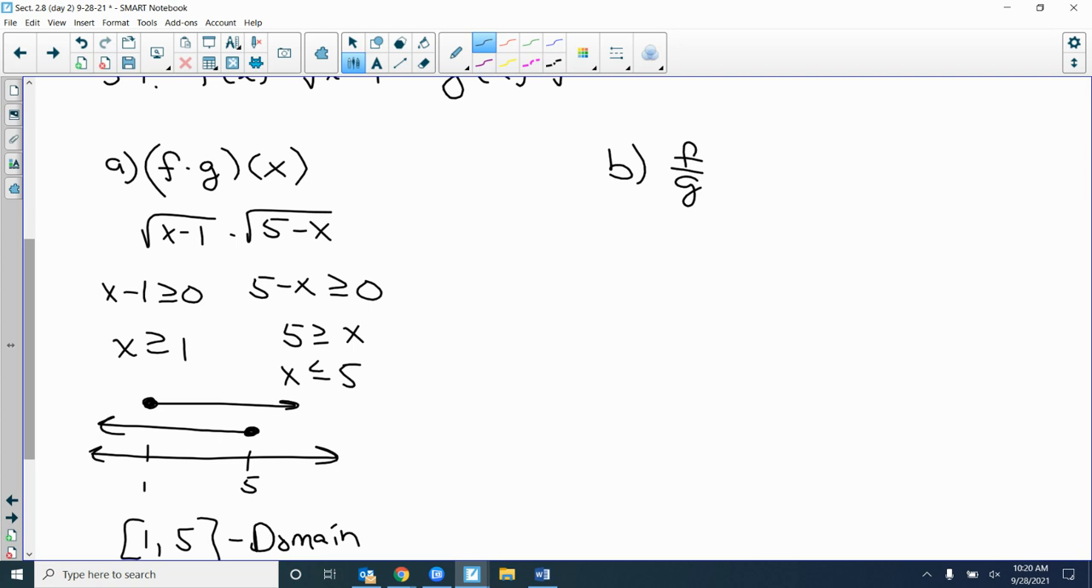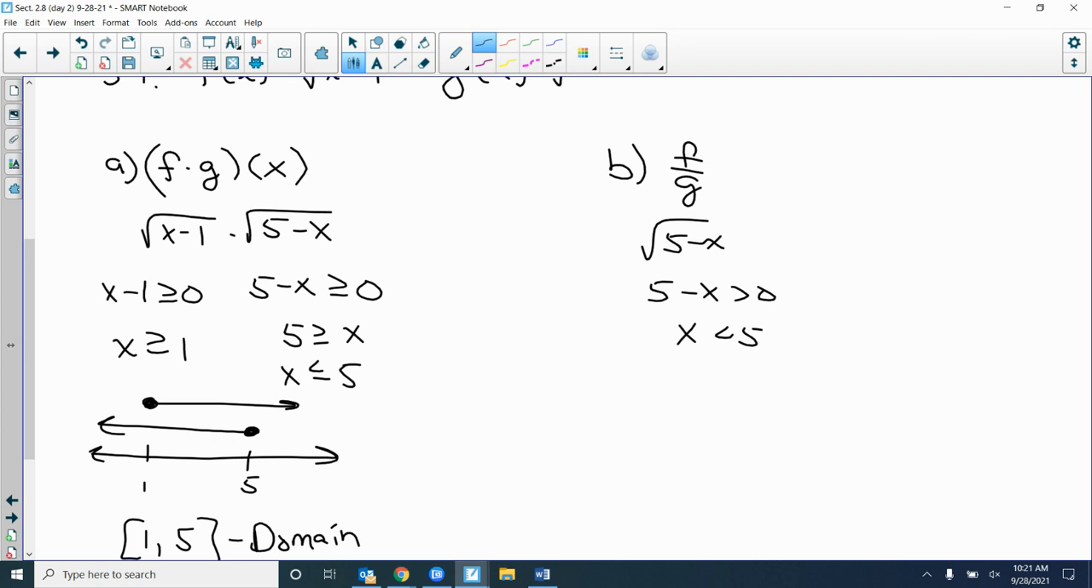Okay, Katie? The bottom of the fraction can't equal 0. The denominator cannot equal 0. So that means, for the square root of 5 minus x, 5 minus x is just greater than 0, which means x is less than 5.